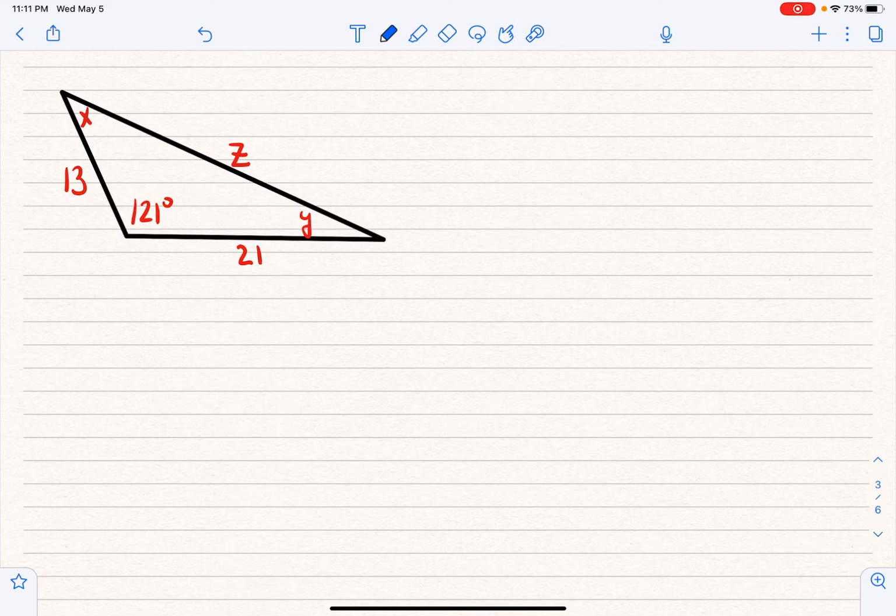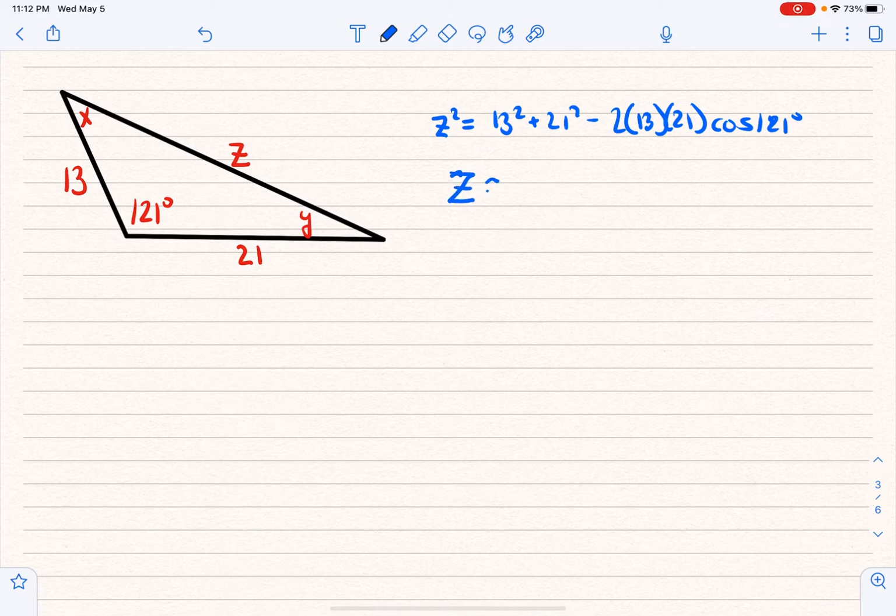Okay, since you've done this one, I'm going to walk through it really quickly. The very first thing we're going to do is the law of cosines, saying z squared is equal to 13 squared plus 21 squared minus 2 times 13 times 21 times the cosine of 121. I get about 891, and when I take the square root of that, I get that z is about 29.85, which would round to 29.9.